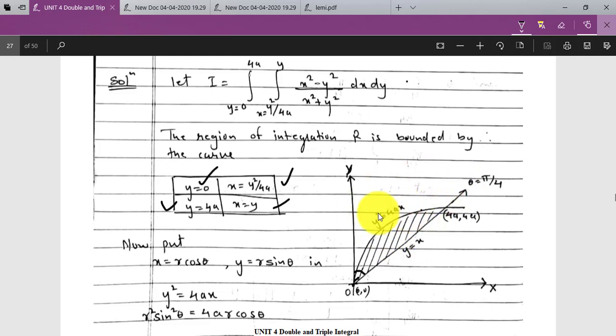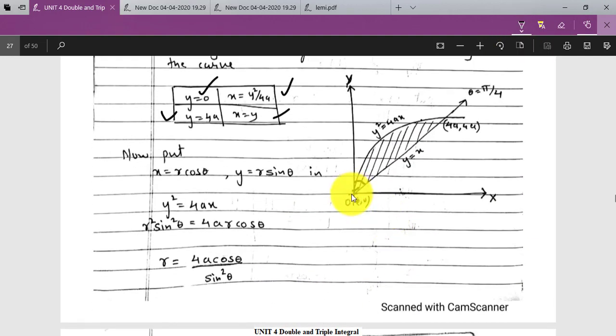This I have not yet drawn. This I have already drawn and given in your notes. But the first thing is you need to draw this coordinate system and then draw this theta. Now y square is equal to 4ax, right? So y square is equal to 4ax is what? It is a parabola which is opening towards the right. This is my right side, so it is opening towards the right. Okay, fine. So this is a parabola like this.